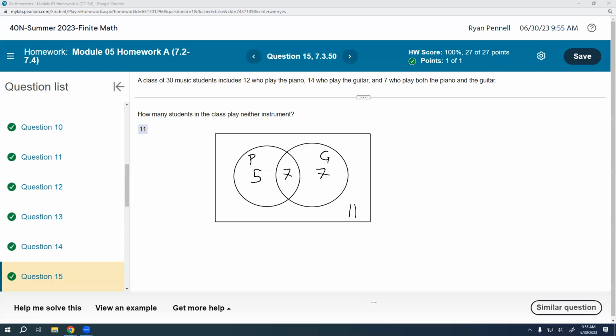So hopefully that makes sense. If you can, you always want to label the intersection first. Okay, if they give you that information, you want to label that first.